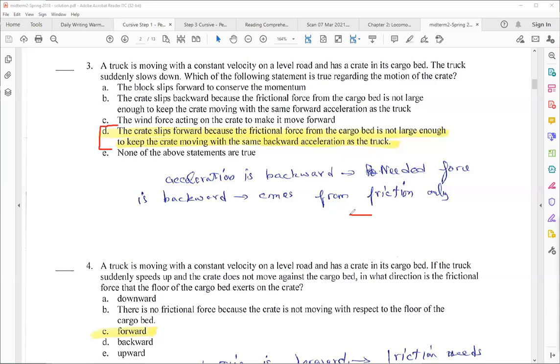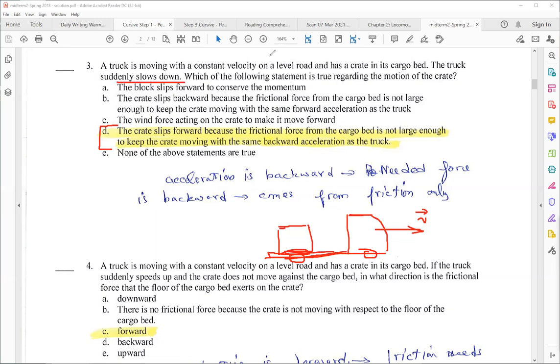Now for questions like these, it's better to draw a quick schematic of the system. It's just a simple schematic, but it can really help. So, for example, the truck with the crate like this on its cargo bed at the back. We're saying the truck is moving first with constant velocity, so velocity is to the right, for example. And then the truck suddenly slows down.